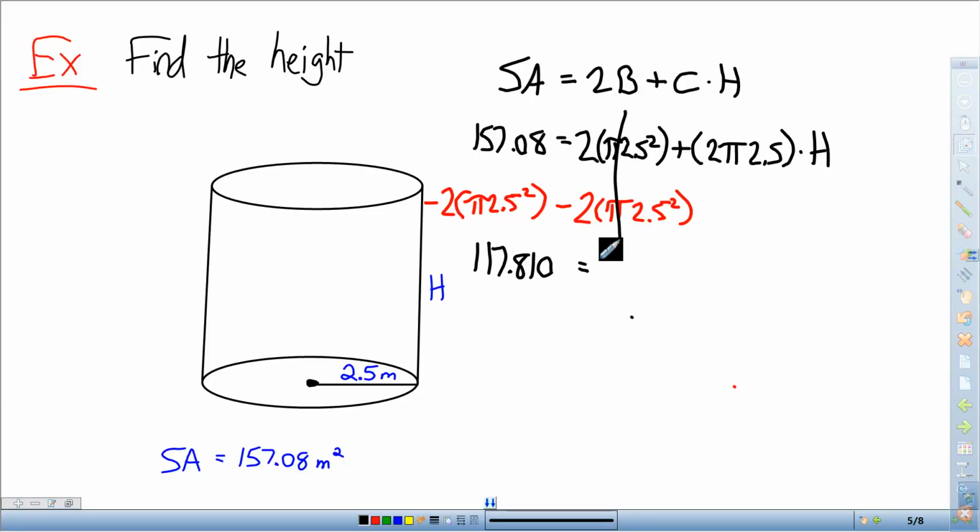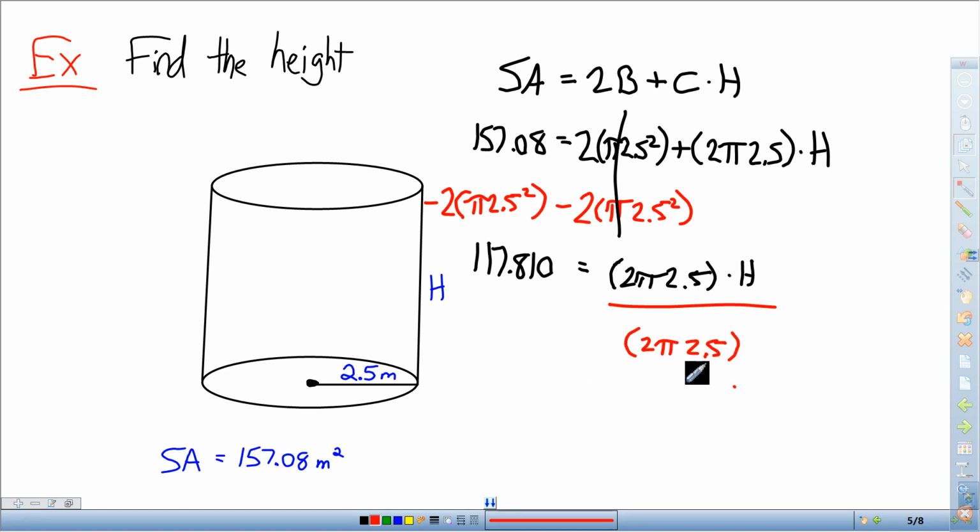Over on the right, these are gone, and we're left with this 2 pi 2.5 times height. Now we can get rid of this by dividing by 2 pi 2.5. I'm going to leave this in the parentheses because if we don't, it'll mess it up. So divided by 2 pi 2.5.